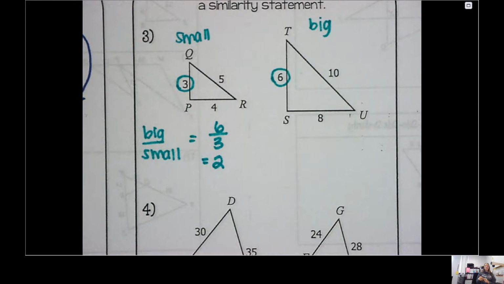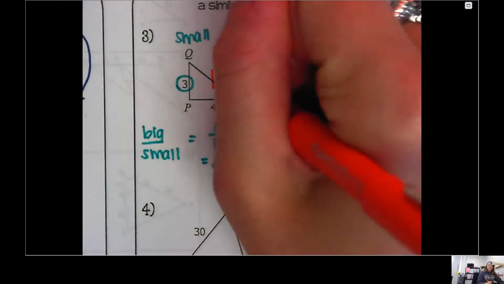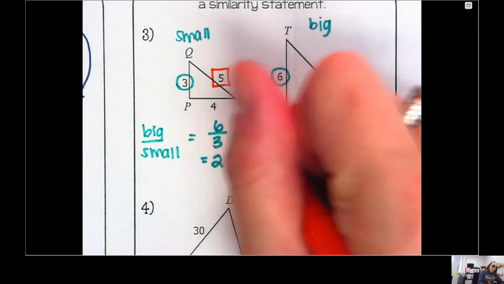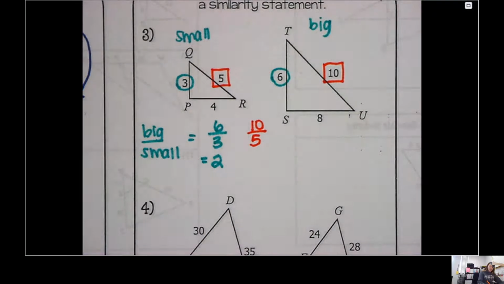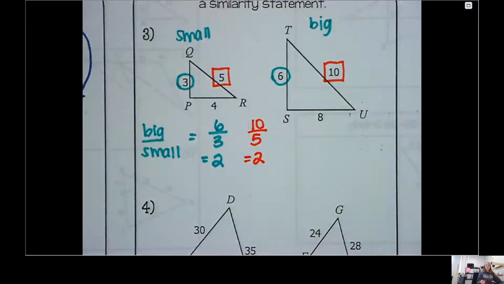What's another pair of sides that match up? 10 and 5. So I'm going to take those two and I'm going to do the same order. Big divided by small. What is 10 divided by 5? You get 2 again. So far, those two sides are in proportion.